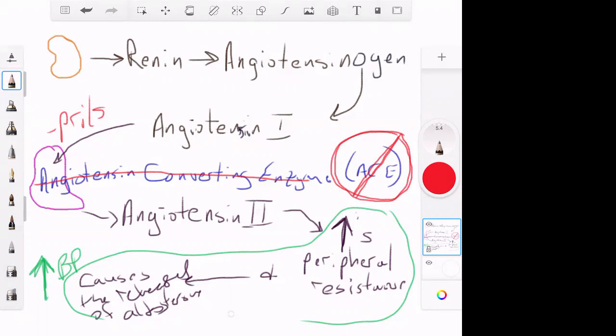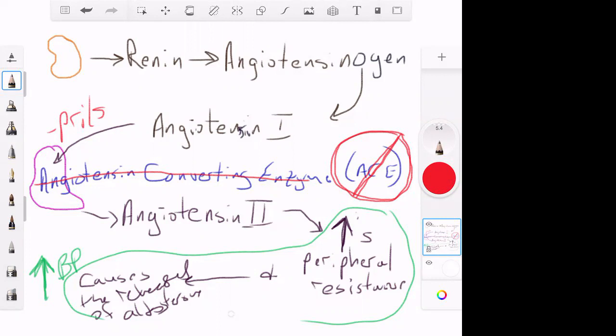And these are one of the really go-to blood pressure lowering medications, because they work at these two different levels, with decreasing peripheral resistance and decreasing the increase of blood volume. So they're used frequently, and they're used with a great deal of success. The prils, we call them, the ACE inhibitors.